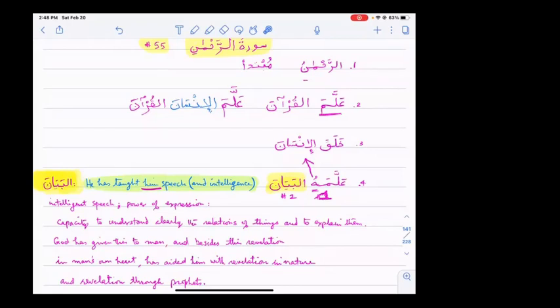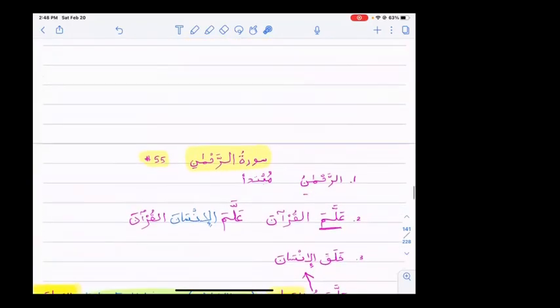So these are the things we will learn. You can memorize this ayah, inshallah.